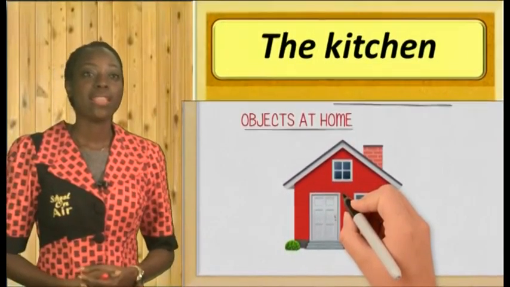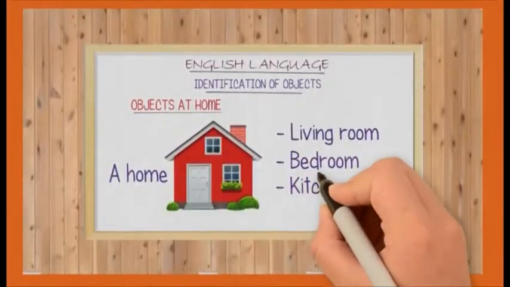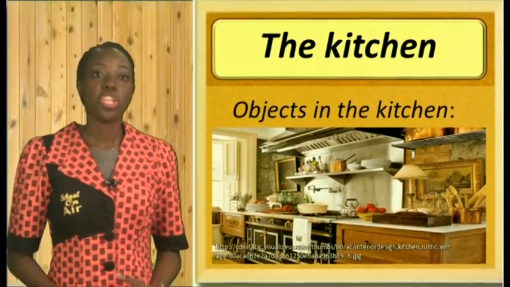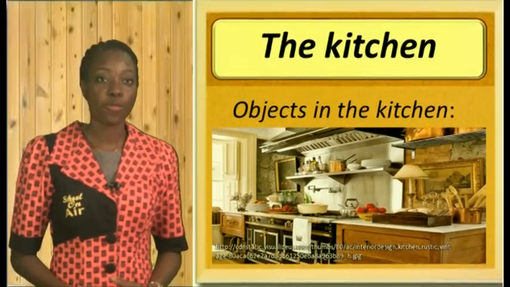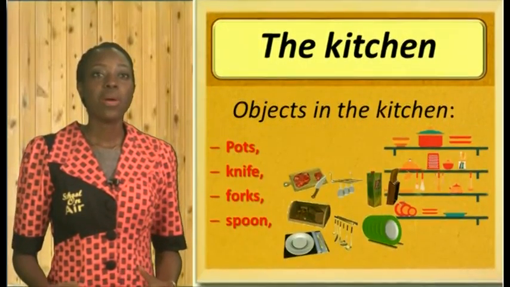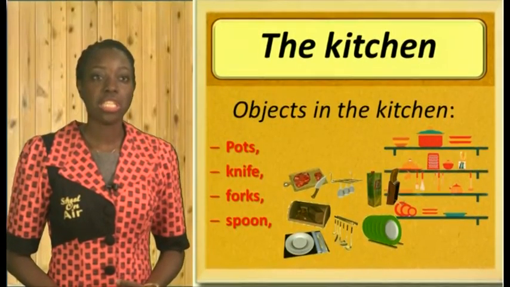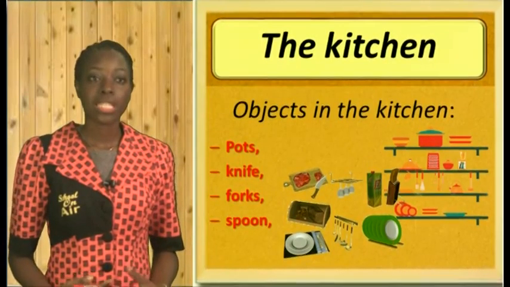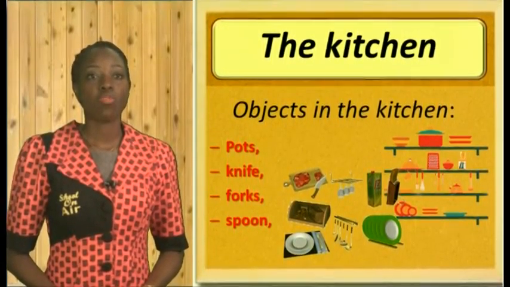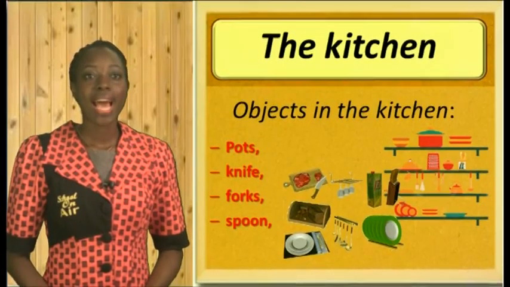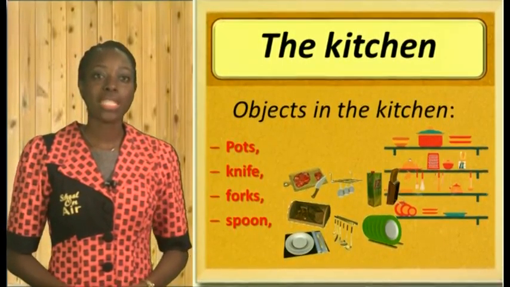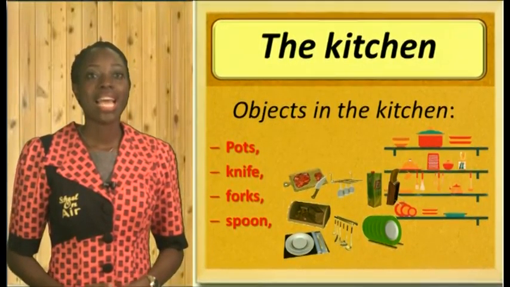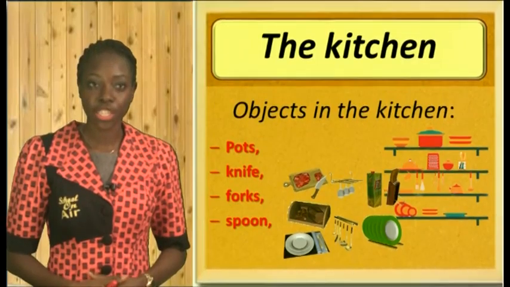Now, another room in the home is the kitchen. We all know what we do in the kitchen. That's where you cook your meals, you make your food. Some of the objects that we have in the kitchen include pots, knives, forks, spoons, plates, and a tabletop or a counter where you can do your work. We have the sink where you wash your plates, and so many other objects in the kitchen.